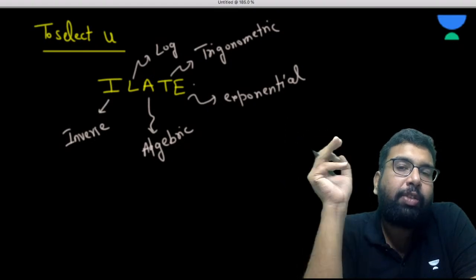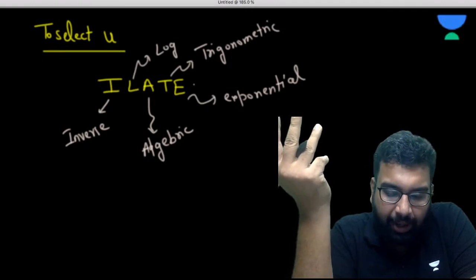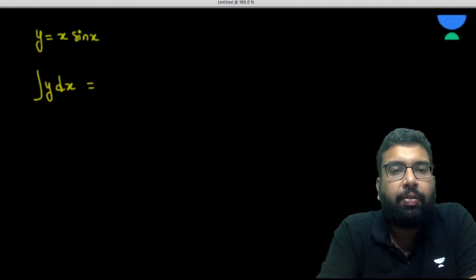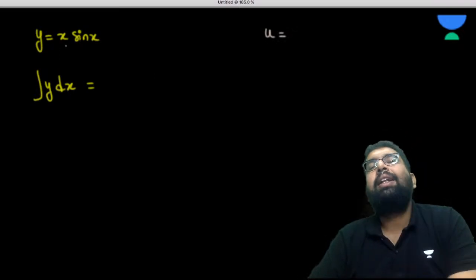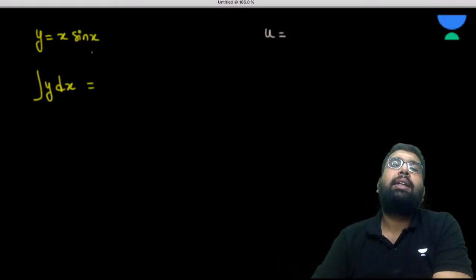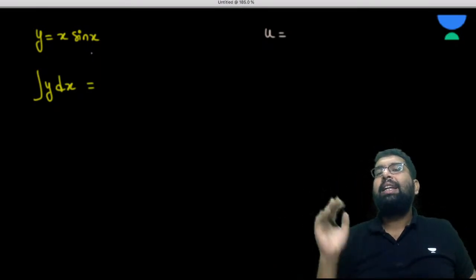Why so? Because when you differentiate the exponential function, it does not change, right? Now, for example, which one will you consider as u and which one as v? Sir, x is an algebraic function and sin x is a trigonometric function. So we have ILATE.